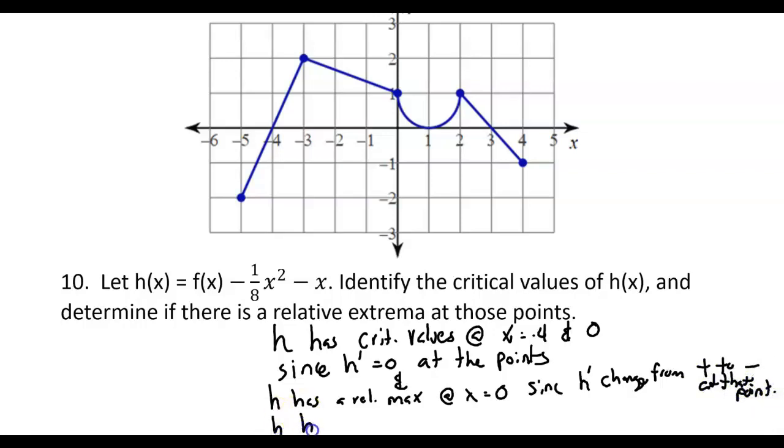And we would say that h has a relative min at x equals negative 4, since h prime changes from negative to positive at that point.